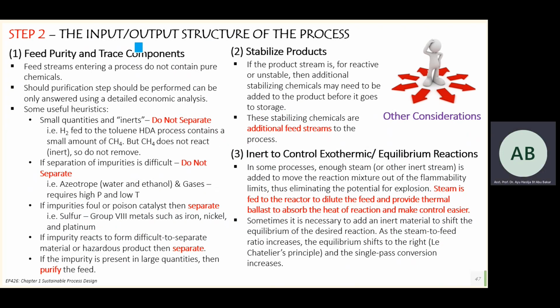Now still in step 2, feed purity and trace component. Feed stream entering a process do not contain pure chemicals. Okay, if your feed have some impurities, so you should treat that feed first. Perform any suitable pre-treatment method. Okay, there are few steps. We call that as heuristics.